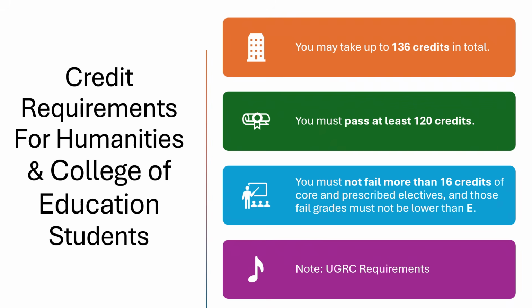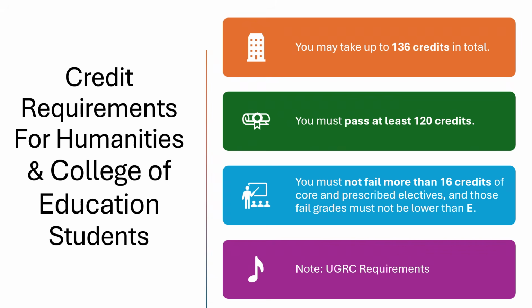So now, credit requirement for College of Humanities and College of Education students. What I'm trying to say is that you're allowed to take up to 136 credits in total, right? If you check your credits, you can add all the credits from level 100. You realize that some of you have done 136 credits in total, as you're allowed to take up to 136. But you must pass at least 120 credits to be eligible for graduation.